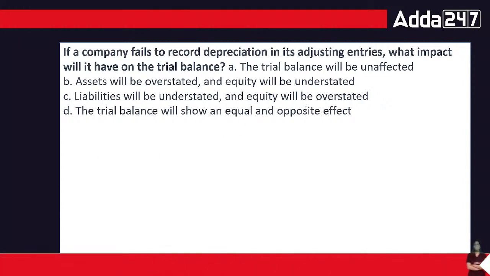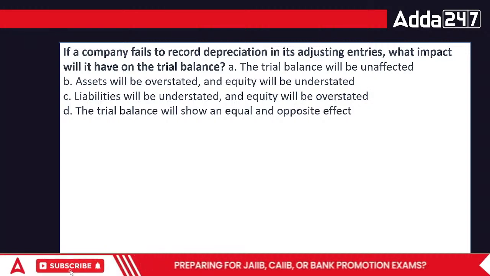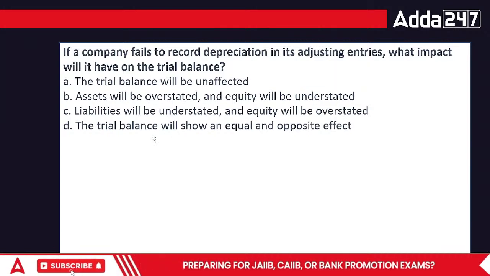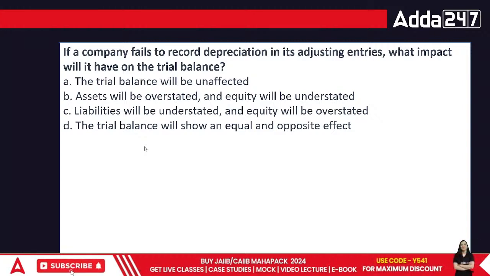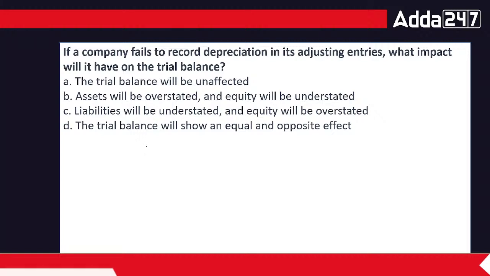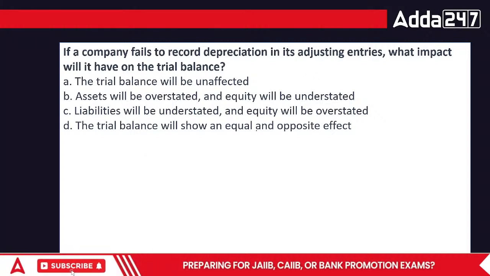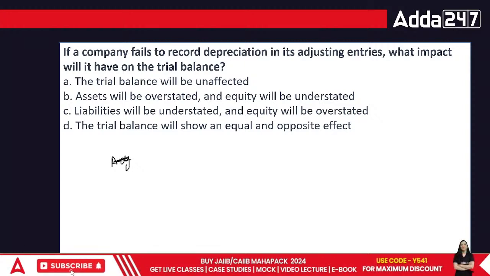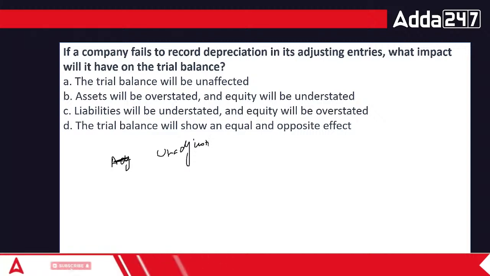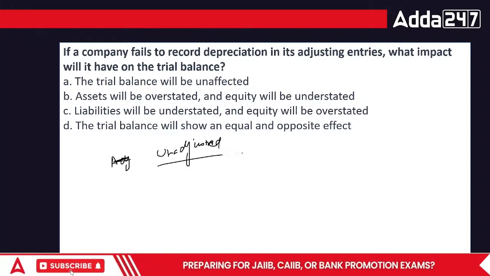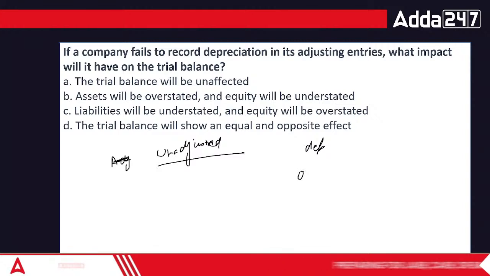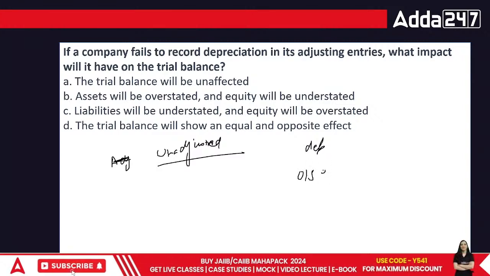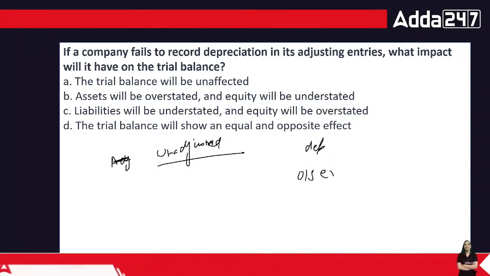Okay. So comes the next question. If the company fails to record the depreciation in the adjusting entries. So, you know, there are two kinds of trial balance. One is without adjustment, or unadjusted, in which we record just the basics that we got. And then what we do is, there was depreciation, there were some outstanding expenses.